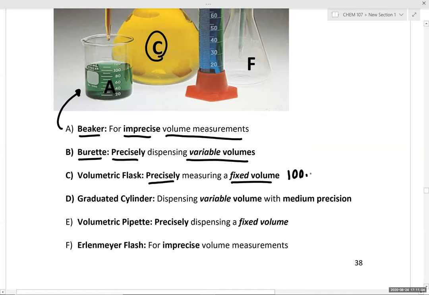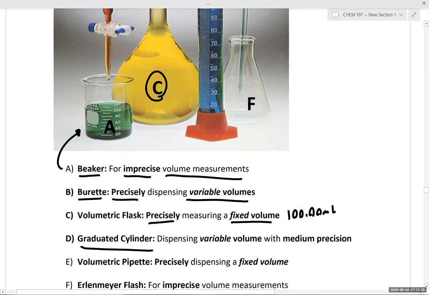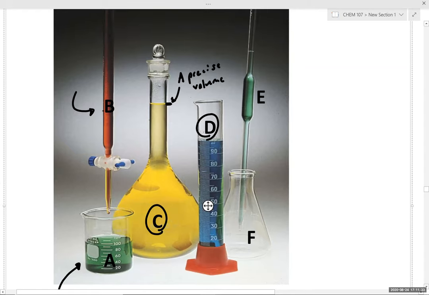For example, 100.00 milliliters. A graduated cylinder, shown with the letter D, is called graduated because it has these graduated marks. Now, students love to say the graduated cylinder is a precision piece of glassware. In reality, a graduated cylinder is useful for dispensing a variable volume with a medium level of precision. It is not as precise as a burette or a volumetric flask, but it is commonly used if you just need to dispense a rough volume of liquid.